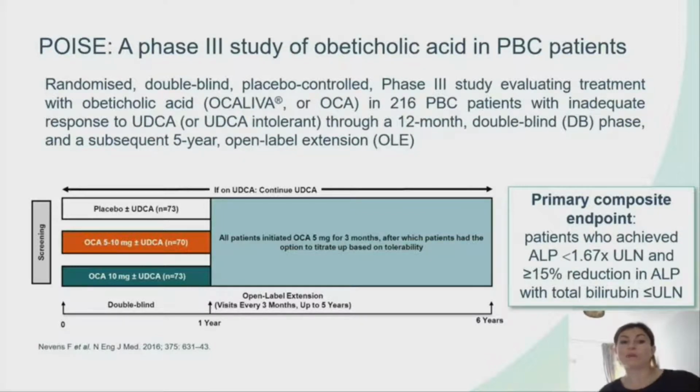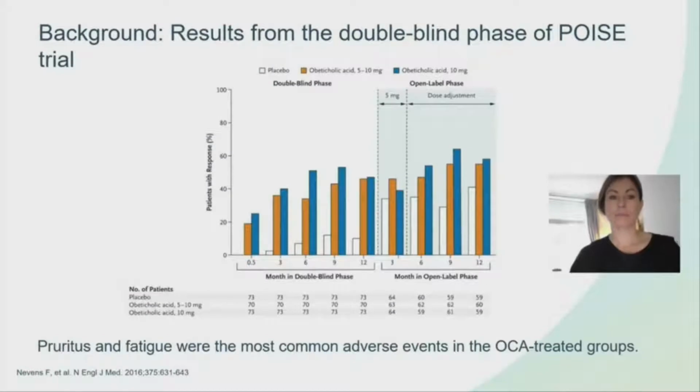This trial then went on to an open label extension phase, which went up to 6 years of treatment with obeticholic acid. And as you can see from the results, in the first year, the titration arm of obeticholic acid 5 to 10 milligrams, 46% of the patients met the composite endpoint. After that year, there were 3 months where all patients received a 5 milligram dose, and then there was a dose adjustment in the open label phase.